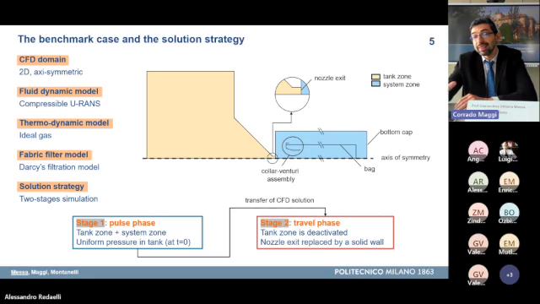The solution at the end of the pulse phase was stored and used to initialize the second stage, which is called the travel phase. In the travel phase, there is no more release of air from the tank, and the pressure wave travels within the bag. In the travel phase, the yellow part of the domain, so tank plus nozzle, was deactivated, and the nozzle outlet was replaced by a solid wall, mimicking the effect of a closed valve.